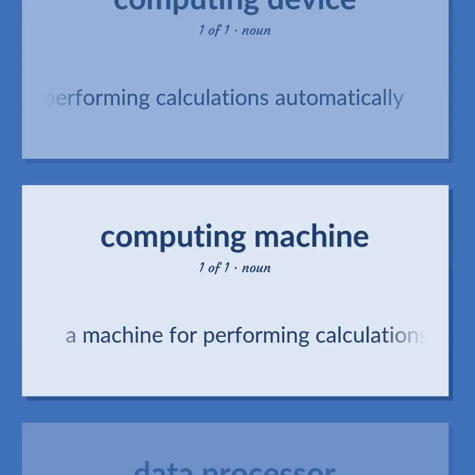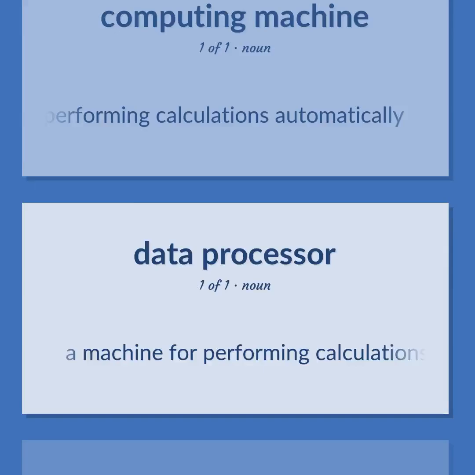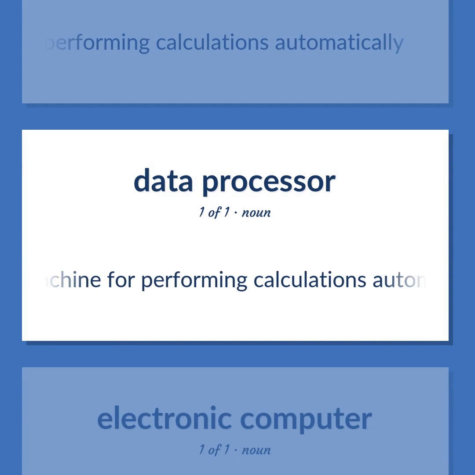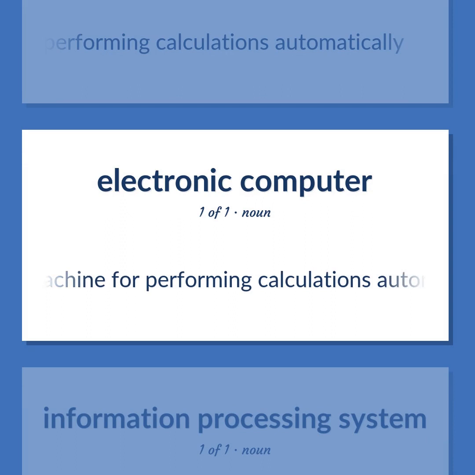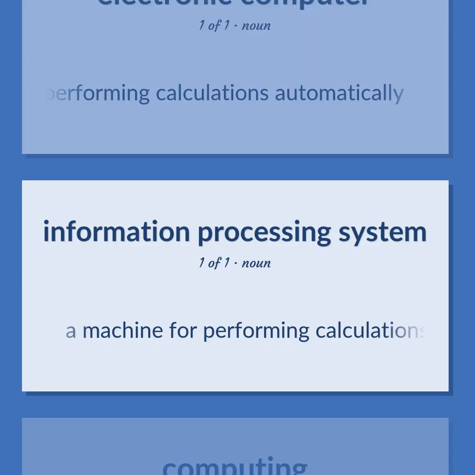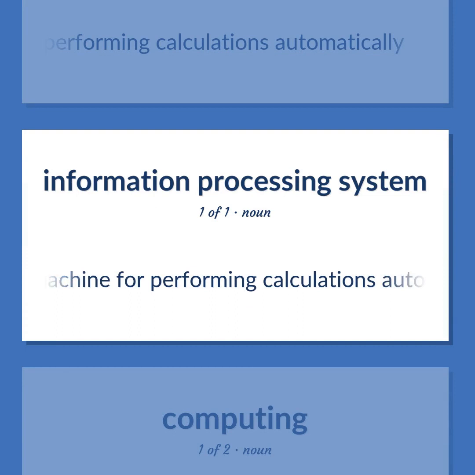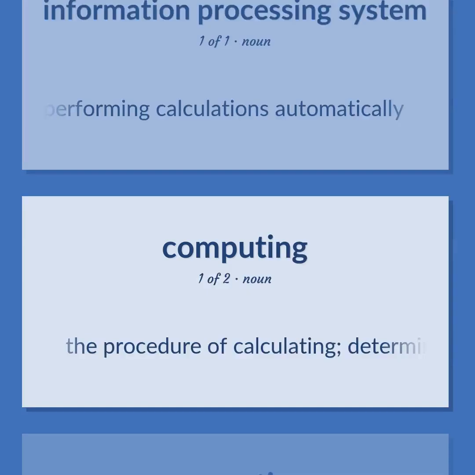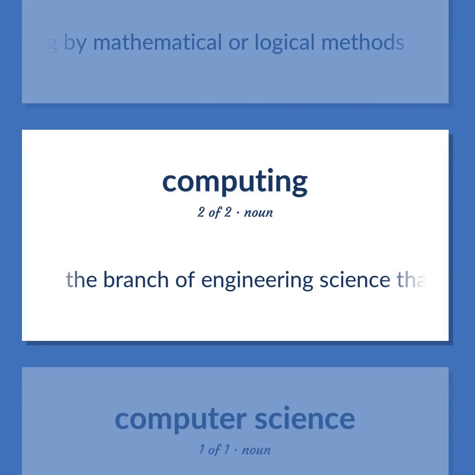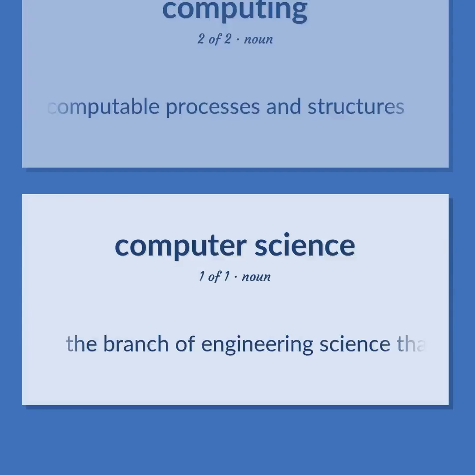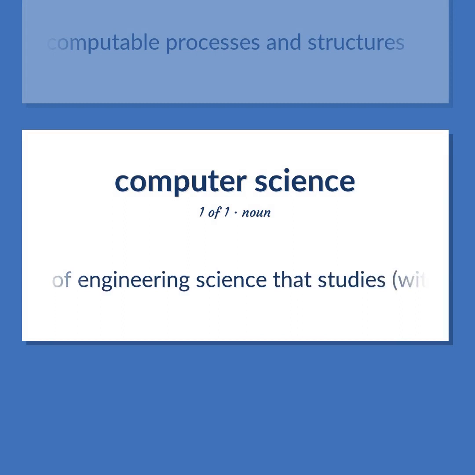A machine for performing calculations automatically. The procedure of calculating, determining something by mathematical or logical methods. The branch of engineering science that studies, with the aid of computers, computable processes and structures.